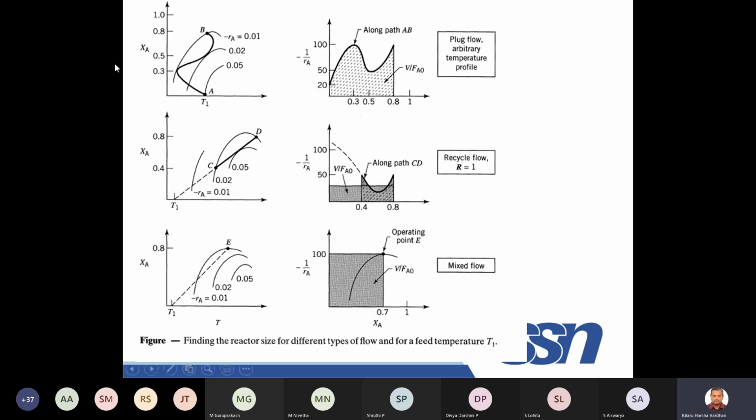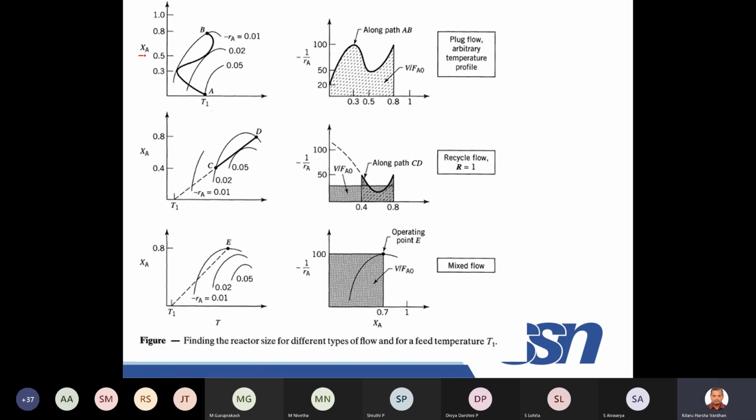So now I'll show. XA versus T, we know you are drawing. For this curve, let us assume that you have the rates: RA at 0.01, RA at 0.02, RA at 0.05. So you know 3 rates with 3 different temperatures and different XAs. Now try to plot with a different temperature, different XAs and same RA. So you get a curve like this.